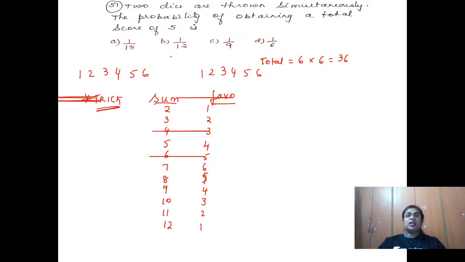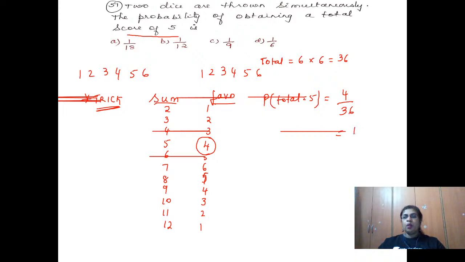Now, what is asked in the question? They have asked the probability of getting a total score of 5. Total means sum. So what is the favorable case for that? Favorable is 4. So the probability of total equal to 5 is favorable by total, that is 4 by 36, which is equal to 1 by 9. That is the C option. Hope this idea is clear to you all.